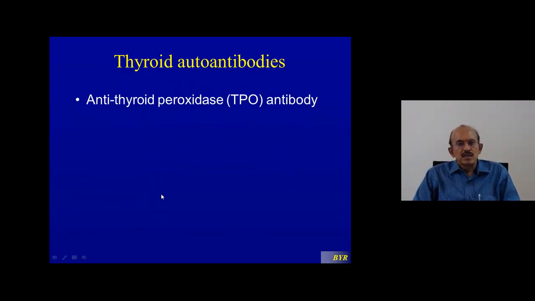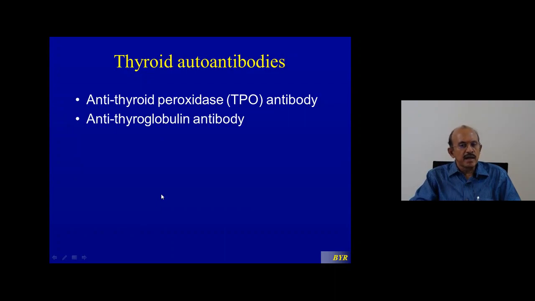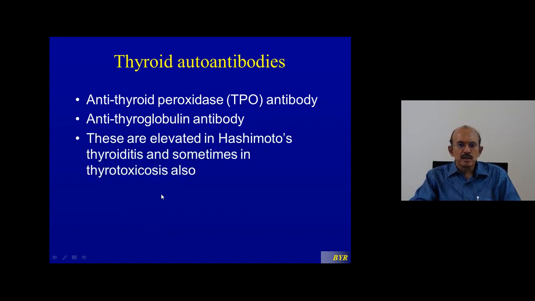The other tests of thyroid disease: thyroid autoantibodies estimation. There are two antibodies, antithyroid peroxidase antibody and antithyroglobulin antibody. These are elevated in Hashimoto's thyroiditis and sometimes in thyrotoxicosis also.